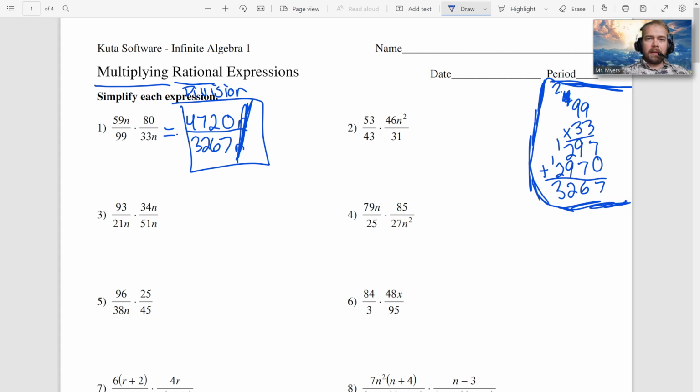I'm going to just multiply it in the calculator because it's way easier and way less time. So 53 times 46 is 2438. Then 43 times 31 is 1333. So 1333.